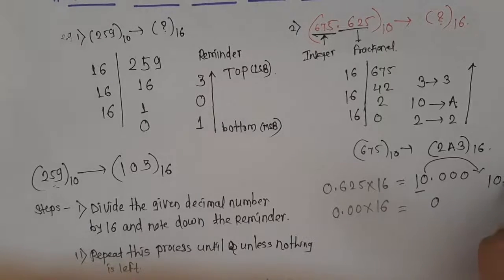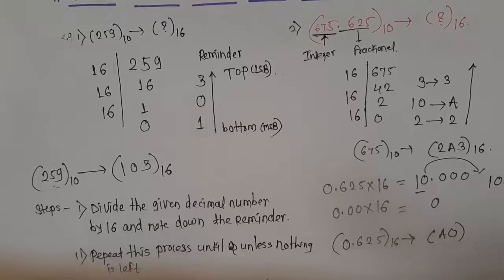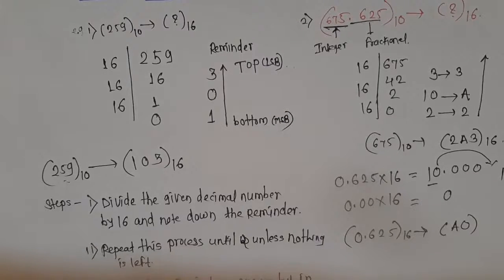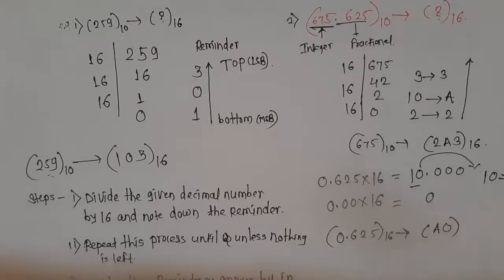This 10 will be marked as A. So the conversion of the fractional part 0.625 to the base 16 is A0. That is, we write the carries in the correct direction, from top to bottom.